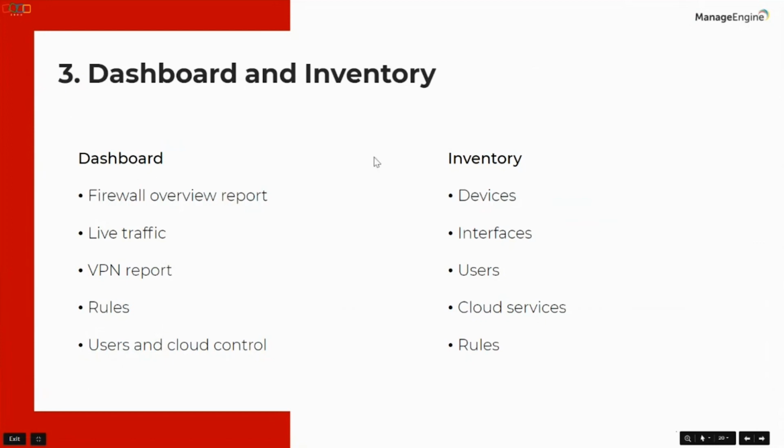And likewise, we also have inventory reports. Inventory reports, on the other hand, are an individual device-based report which gives you a brief on the status of your devices, that is each firewall device that is connected to your Firewall Analyzer, and on the interfaces that are connected to the configured firewall devices, and on the users who have generated traffic via the configured firewall device, and the cloud service which have been used via the firewall device. And in addition to that, you can also look at the rules that are triggered in each and every firewall. So let us look at how these reports look in the product UI.